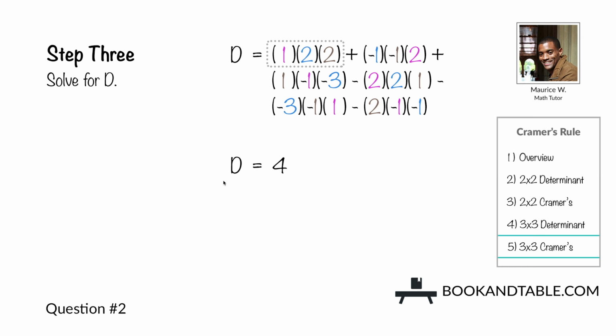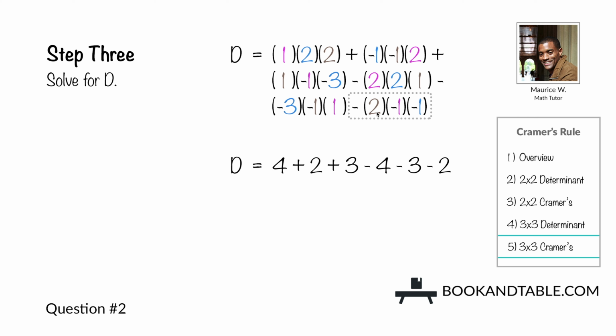giving us 1 times 2, which is 2, times 2 is 4, plus -1 times -1 is 1, times 2 is 2, plus 1 times -1 is -1, times -3 is +3. -1 times 2 is -2. -2 times 2 is -4. -4 times 1 is -4. -1 times -3 is +3. +3 times -1 is -3. And -3 times 1 is -3.